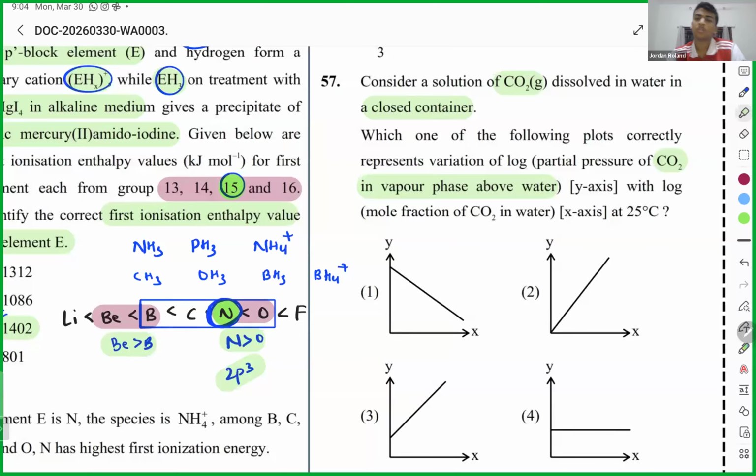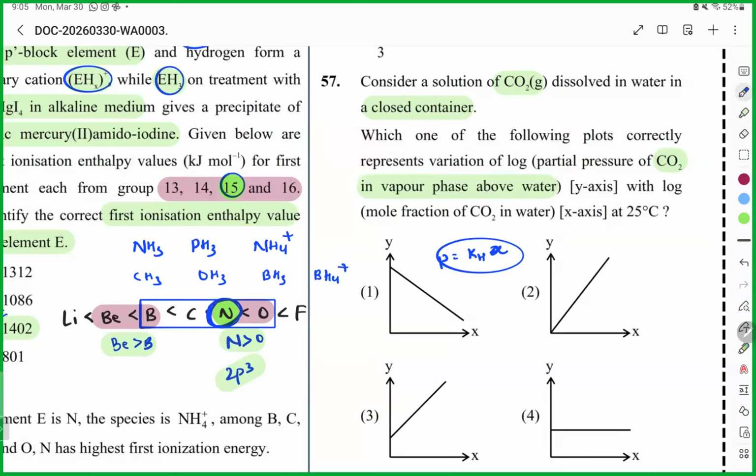I'm not sure. Option 2, and I think 3. It would be 3, sir. It should intercept the y-axis. Because we know partial pressure. 3, correct.